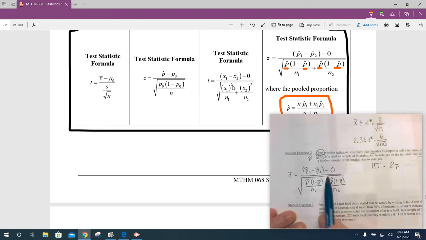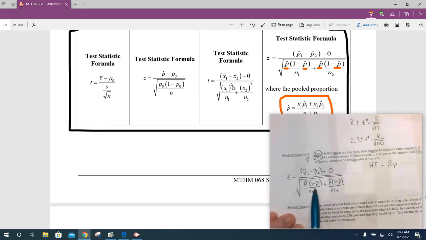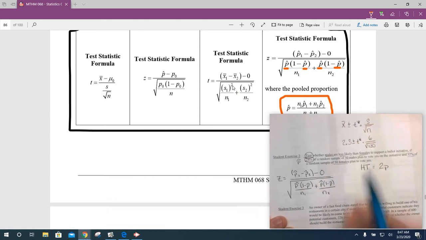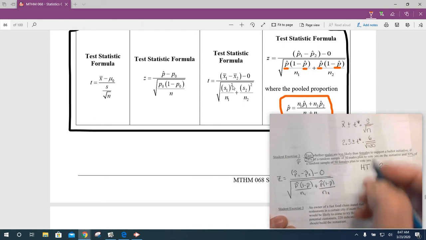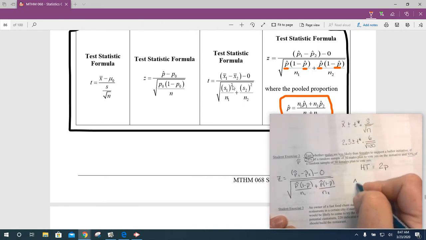We're not going to fill in formulas right now, but let's talk about what they are. P hat of 1 is 24%, 0.24. P hat of 2 is 32%, 0.32, minus the pooled proportion. Well, in order to do the pooled proportion, we're actually going to have to use that calculation.